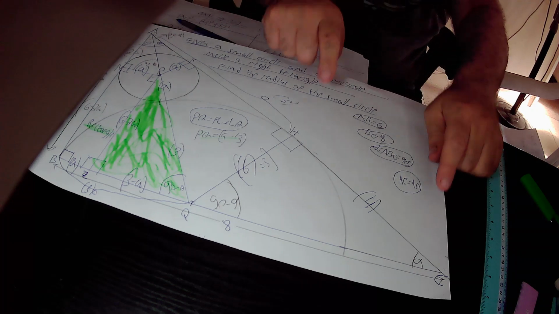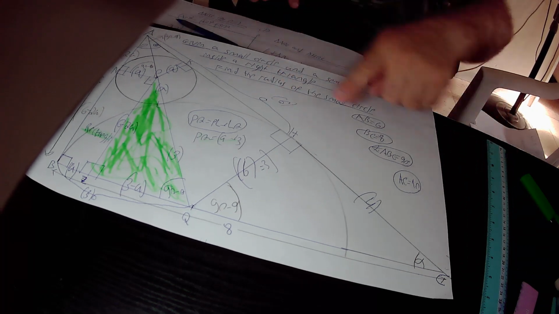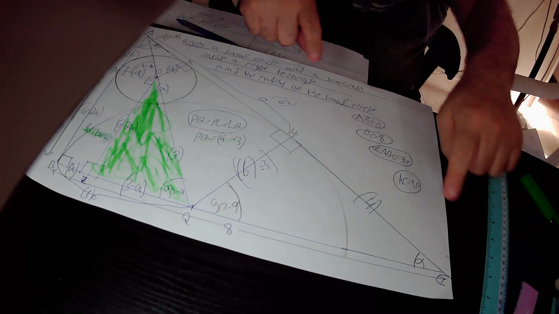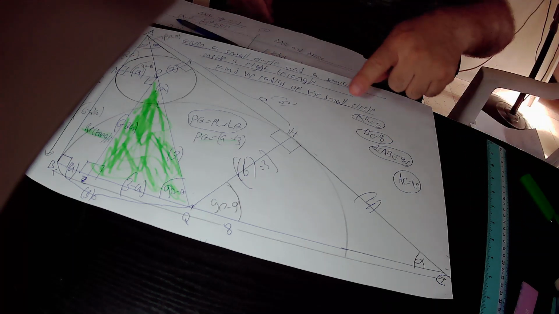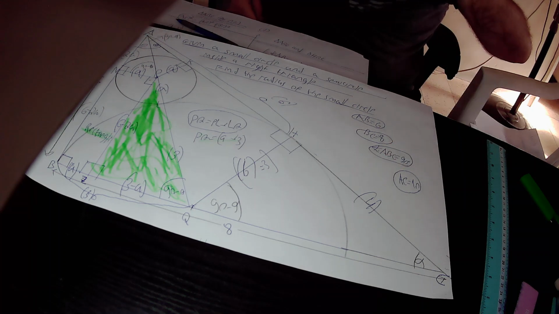What is the length of line segment HC? HC equals AC minus AH. AC is 10, AH is 6, so in total HC equals 10 minus 6, that is 4.